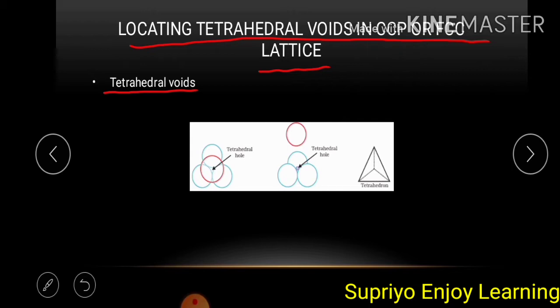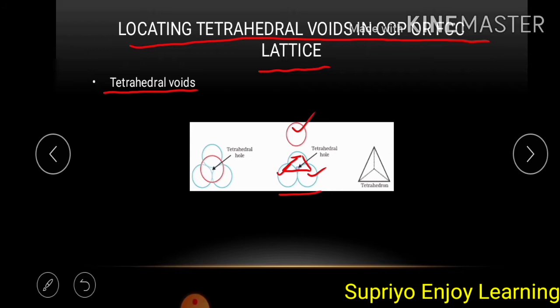When a sphere from second layer is placed above three spheres of first layer, then a tetrahedral void is formed. Three spheres of first layer forms a triangular void. If we join the centers of three spheres, we will get a triangular shaped void. And if we place a sphere above this void or below this void, we will get tetrahedral voids.